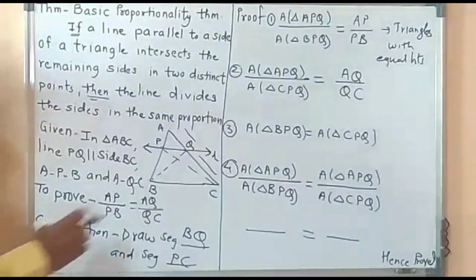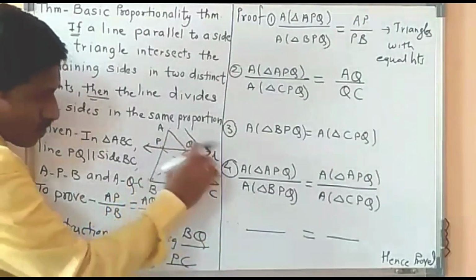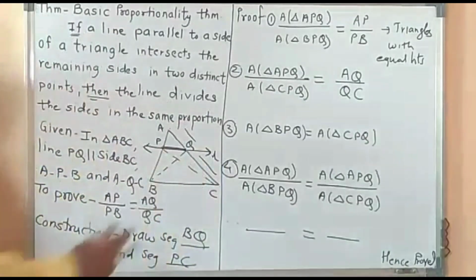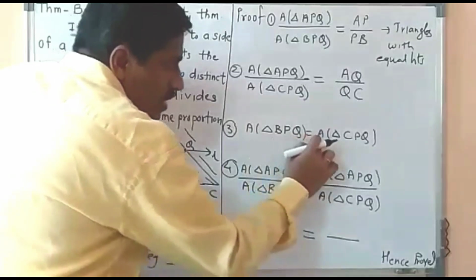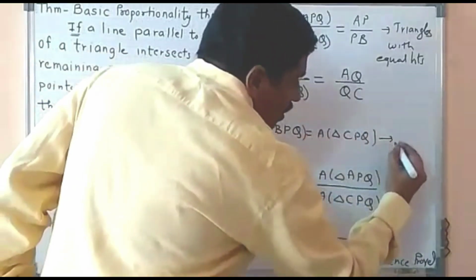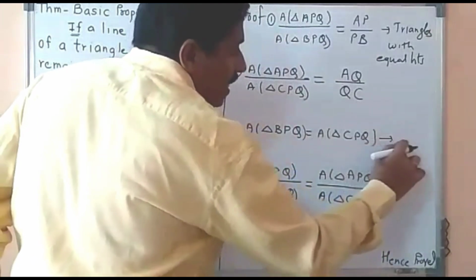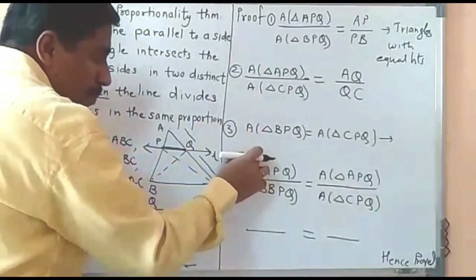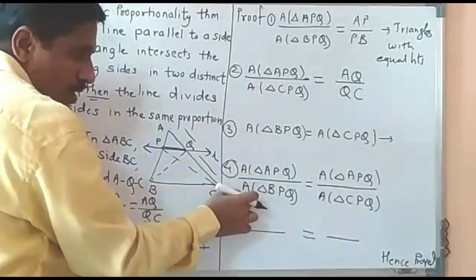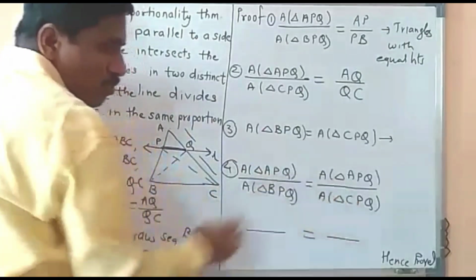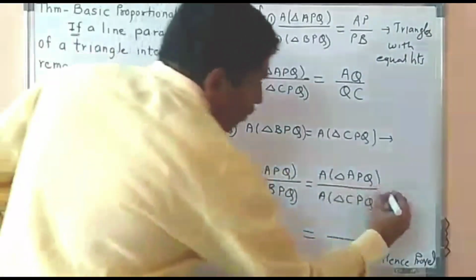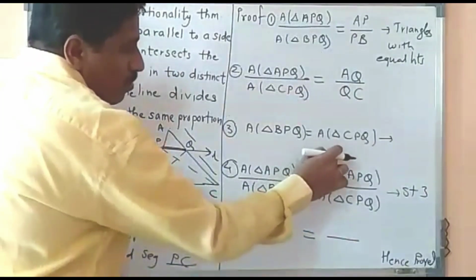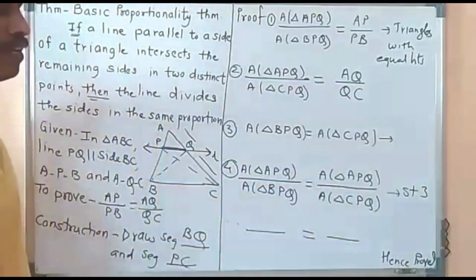See the triangles BPQ and CPQ. Both the triangles lie between parallel lines and they have common base PQ. And therefore, area of triangle BPQ is equal to area of triangle CPQ. Reason, triangles with equal base and equal height. So, in area of triangle APQ upon area of triangle BPQ, I will replace BPQ by CPQ. So what will I get? Statement number 3. From statement 3, I will get area of triangle APQ upon area of triangle BPQ is equal to area of triangle APQ upon area of triangle CPQ.